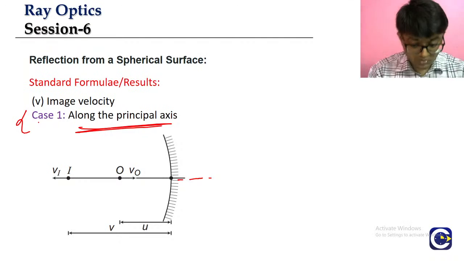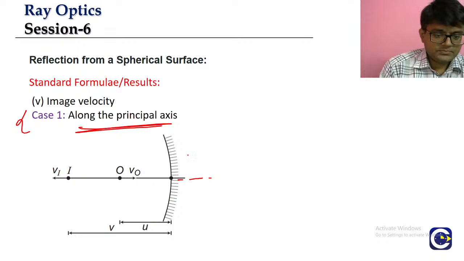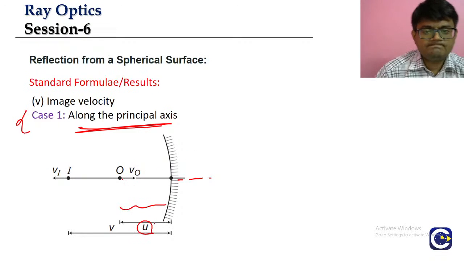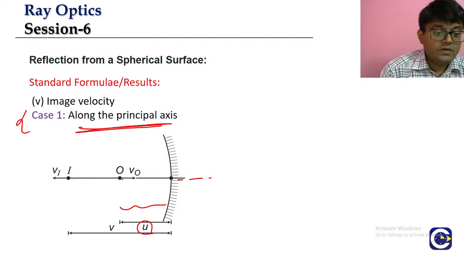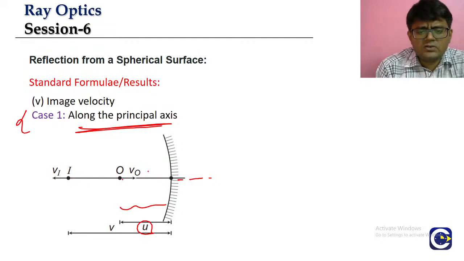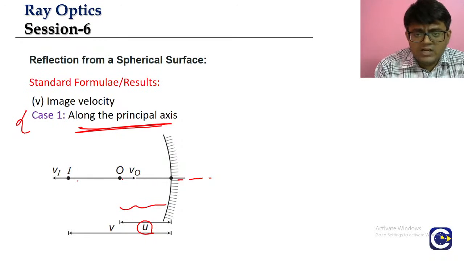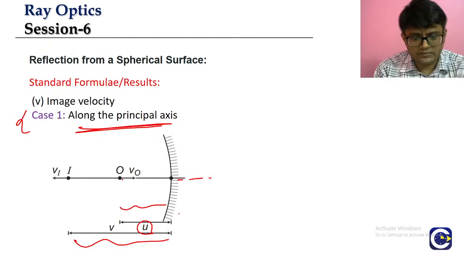Okay, so think about it. Where is the object going to be? It will be at a distance u. That is our object distance. Where the image is going to be, don't bother about whether the image is really on the left side or right side, because anyway the sign convention will take care of it.